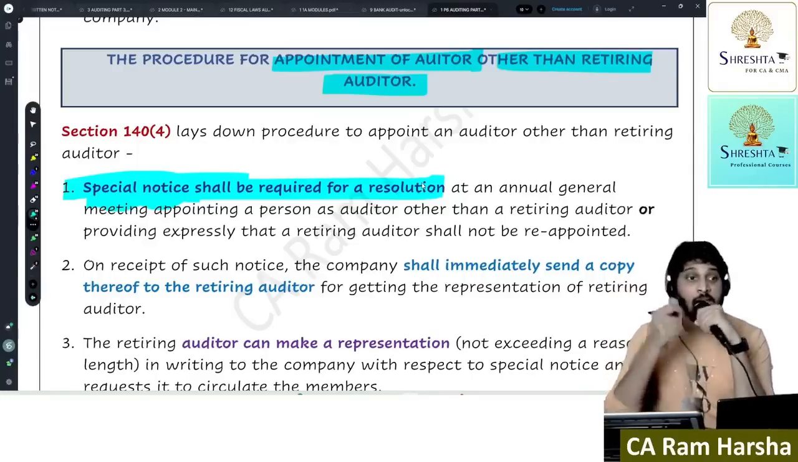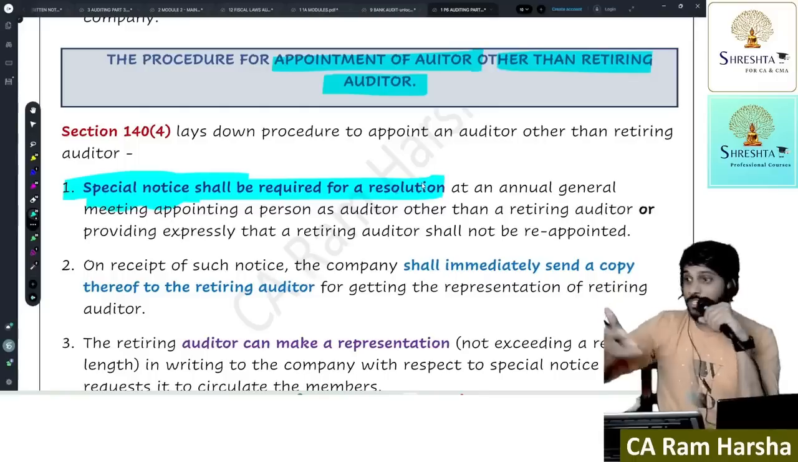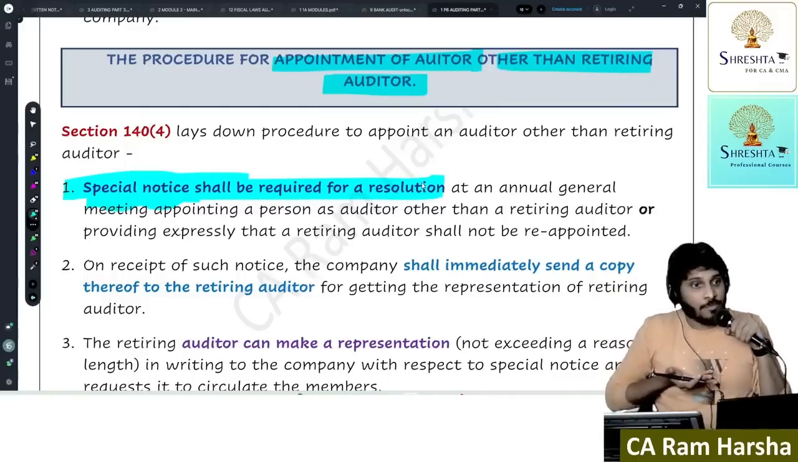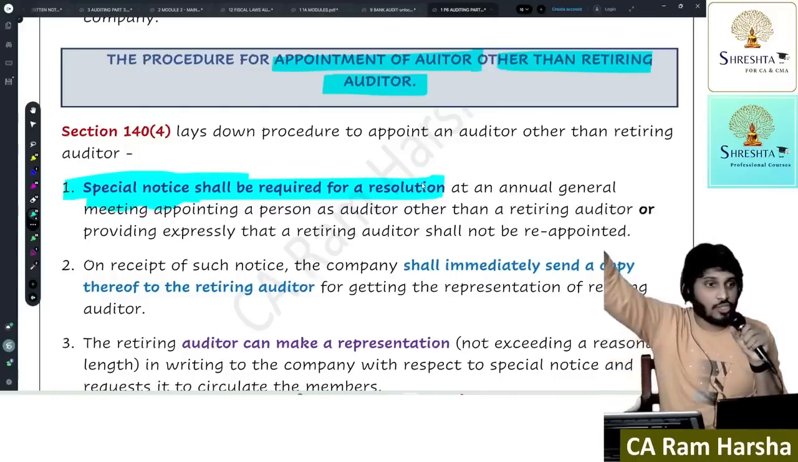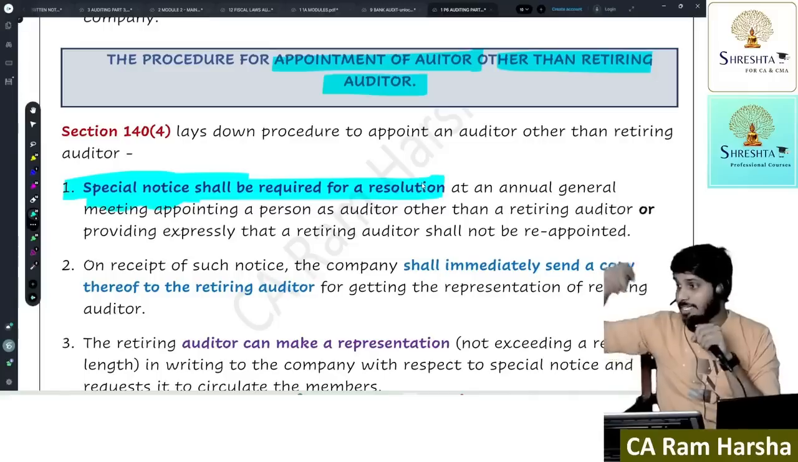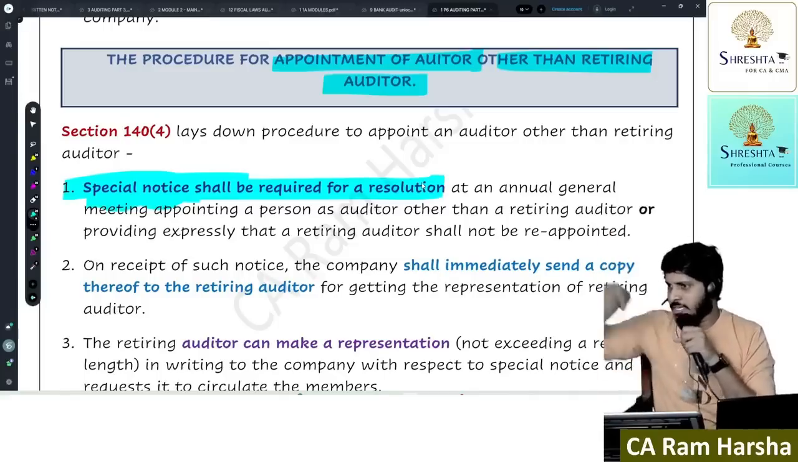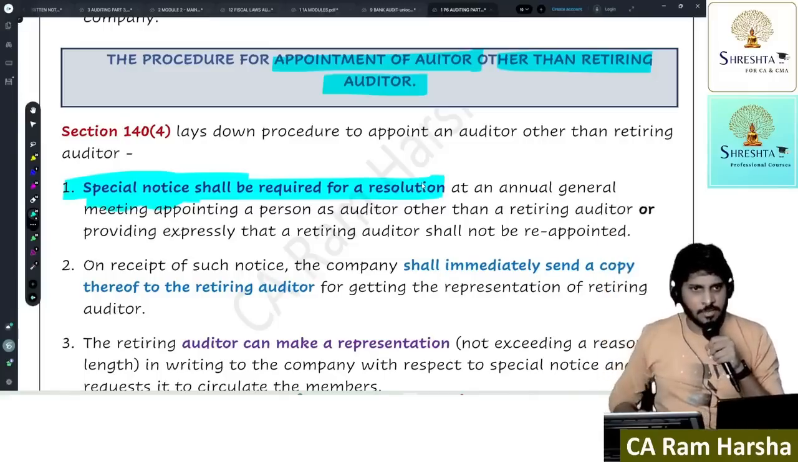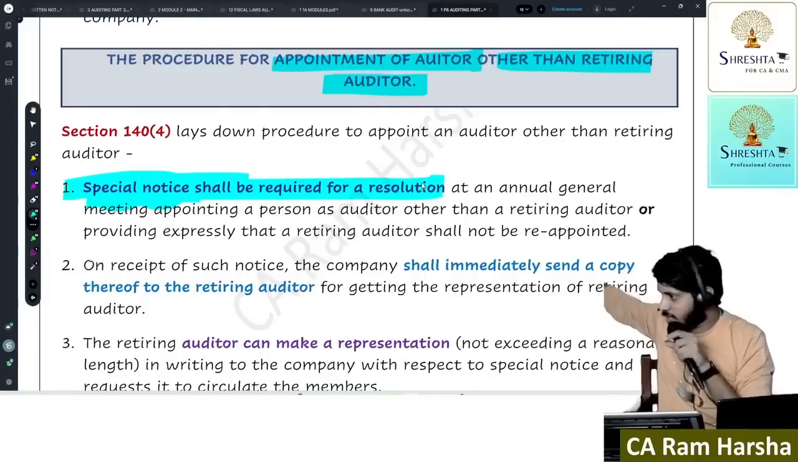What can I do? I will give special notice to the company 14 days before the AGM. Because they sent me the notice 21 days before, I should react within 7 days. So within 14 days before the AGM, I will send a special notice: I am objecting to Mr. A's reappointment, and the following are the reasons. Please circulate my special notice to every other shareholder.